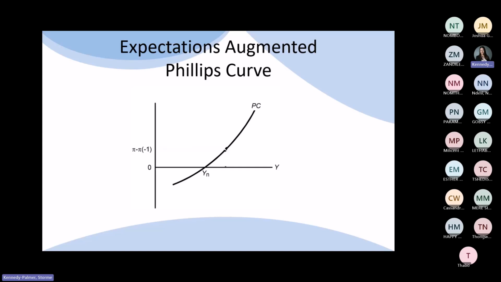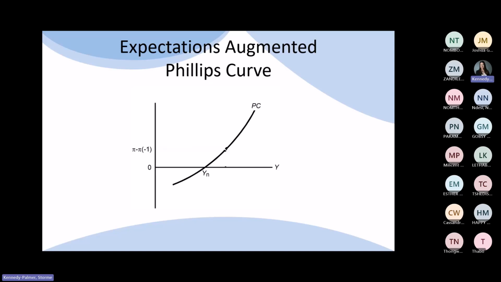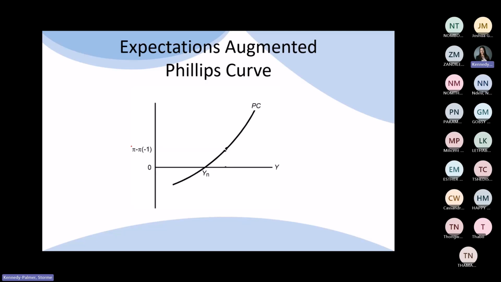The change in inflation is denoted by current inflation, pi, minus the previous period's inflation. So if this year's inflation is 6% and last year's inflation was 2%, it means that the change in inflation is 4%. Make sure that you understand this concept of the change in the inflation rate.